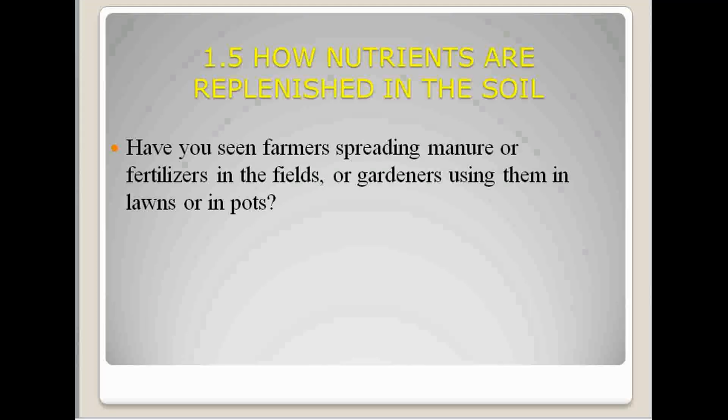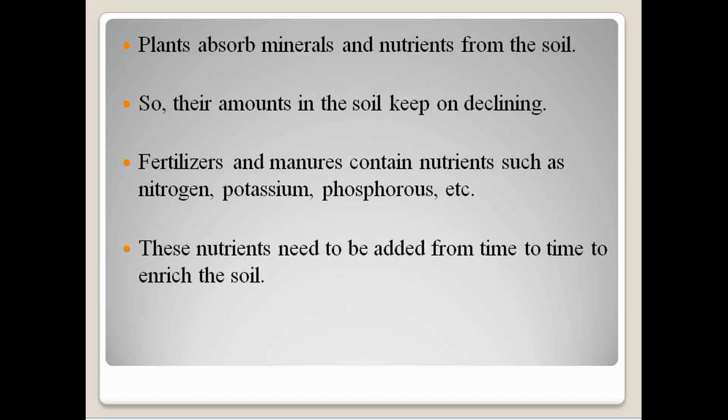How nutrients are replenished in the soil. Have you seen farmers spreading fertilizer in the fields, or gardeners using them in lawns or pots? Plants absorb minerals and nutrients from the soil, so their amounts in the soil keep on declining. Fertilizers and manures contain nutrients such as nitrogen, potassium, phosphorus, etc. These nutrients need to be added from time to time to enrich the soil.